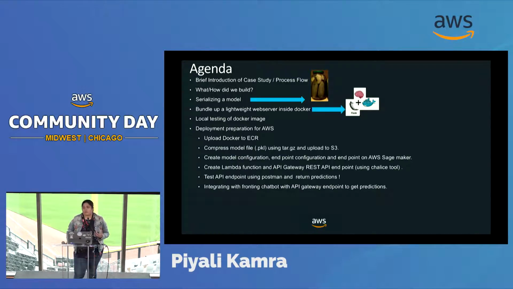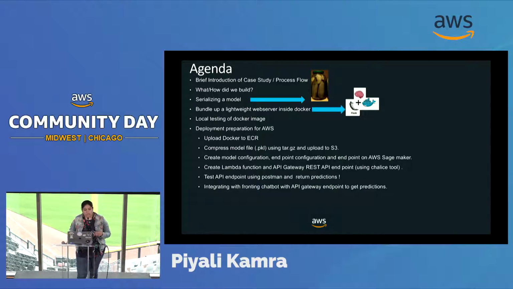And then we'll go over the various steps involved in deployment preparation for AWS. So frankly speaking, once you've created your model, you're happy with the prediction percentages, there are essentially two stages that you need to do before you can actually start productionizing this model on AWS SageMaker. The first stage is uploading the Docker image onto ECR, and the second stage is you compress that model into a tar.gz file and upload it on S3.